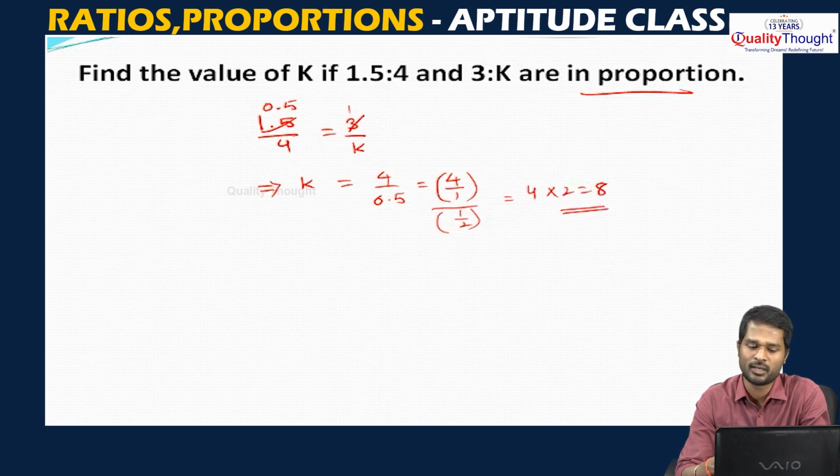So 0.5 you can write as 5 by 10. I have just written 0.5 as 1 by 2. So 4 by 1 will remain the same, 1 by 2 will become 2 by 1, which will become 8. So the value of k will be 8 in this case.